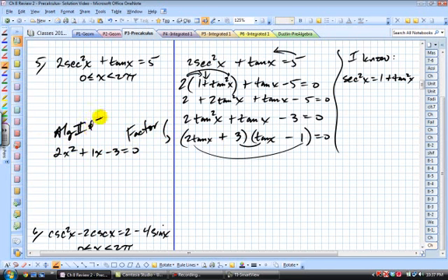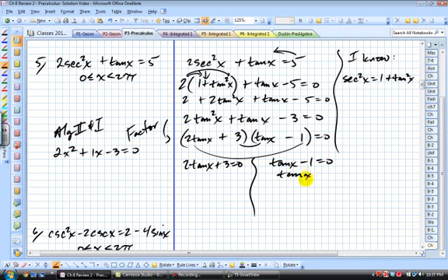This is what it looked like back in Algebra 2. Well, 1 and 2, right? So, in fact, this is the same thing. Just instead of x, we have tangent x. So, no big deal, right? Okay, and then you set it equal to 0 here. So, 2 tangent x plus 3 equals 0, and tangent x minus 1 equals 0.